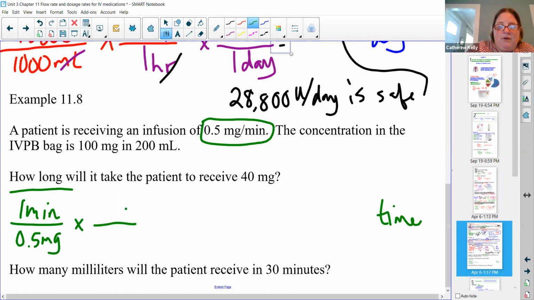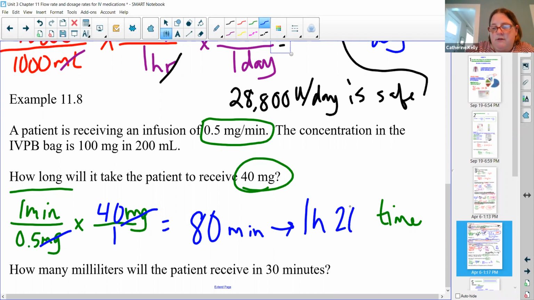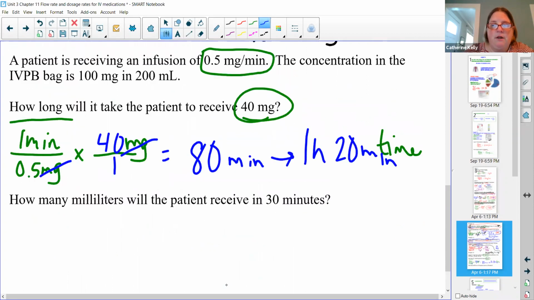So I have to times it by a milligram to get rid of it. And here it asks you to receive 40 milligrams. So you're going to say times 40. And 40 divided by 0.5 will be 80. And you're left with minutes. So you're going to say 1 hour, 20 minutes. You wouldn't say in 80 minutes. You would say in an hour and 20 minutes.